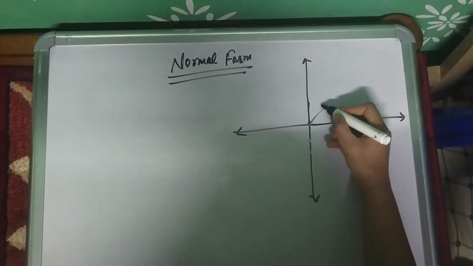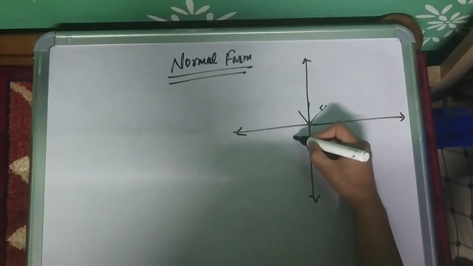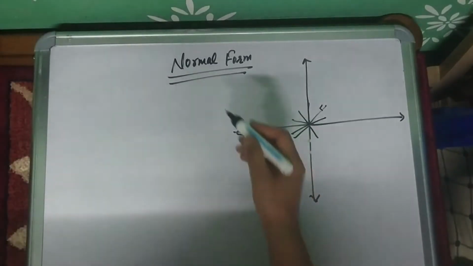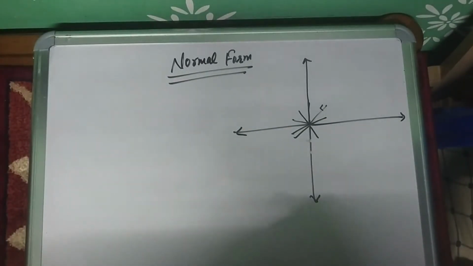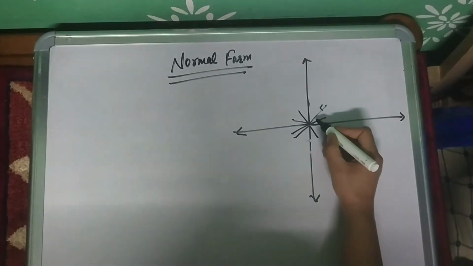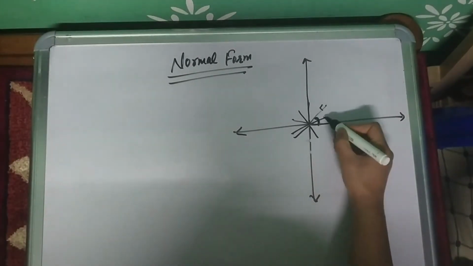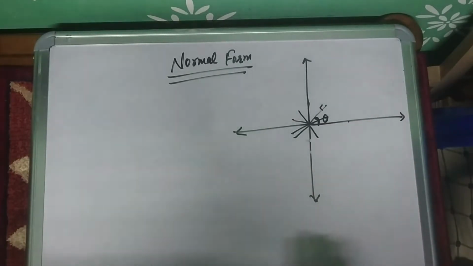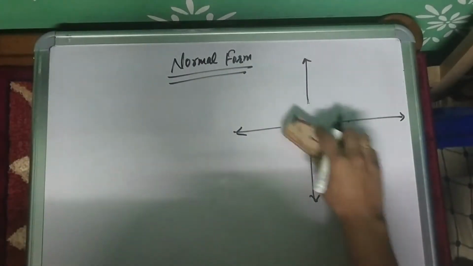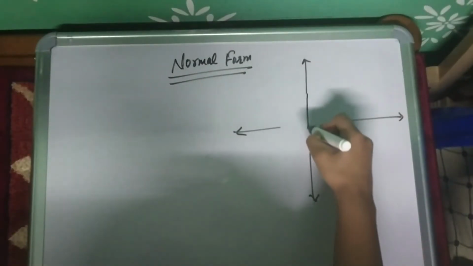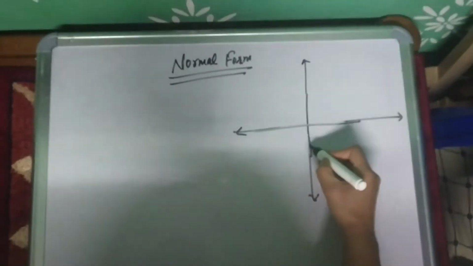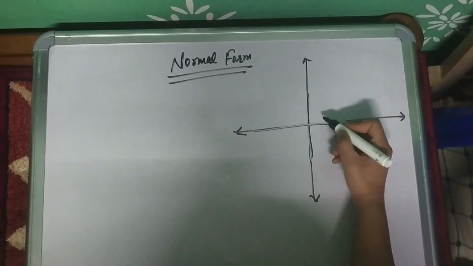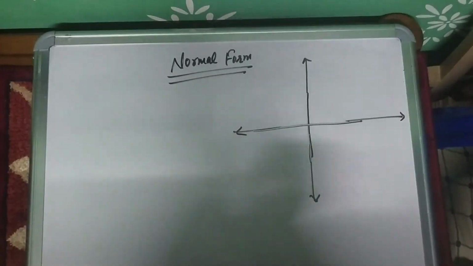So there are infinitely many lines, because there are infinitely many points which are 3 units from the origin. But if somebody says that the perpendicular distance of 3 units makes an angle of theta with the positive direction of x-axis, then the line gets fixed. So if you have been given the perpendicular distance of a line from the origin and the angle made by the perpendicular with the positive direction of x-axis, then the line is fixed.